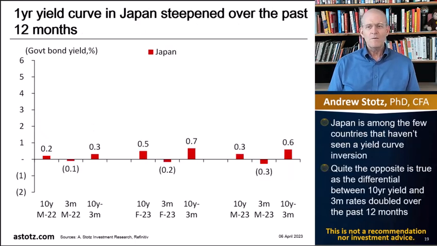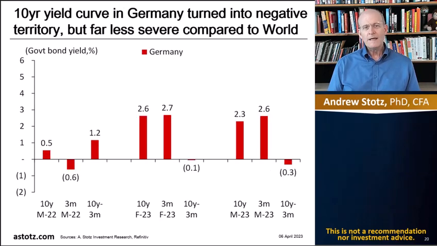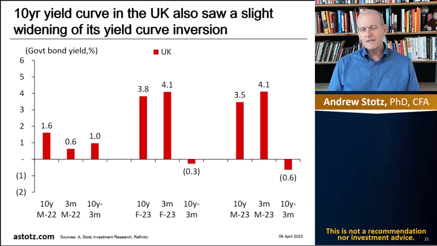So now, the yield curve in Japan steepened over the past 12 months. And we can see that quite the opposite is true, as the differential between 10-year yield and 3-month rates doubled over the past 12 months. And 10-year yield in Germany turned into negative territory, but far less severe compared to the world. We can see that the German government bond yield curve is now slightly inverted by about 0.3% difference between long-term and short-term rates. And the 10-year yield curve in the UK also saw a slight widening of its inversion.